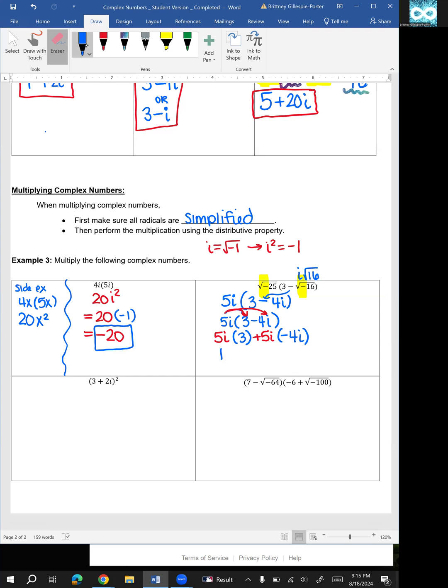5 times 3 gets us 15, and there is an i attached. 5 times -4 gets us -20, and i times i gets us i squared. These are not like terms. We cannot combine them because one has an i, the other has an i squared. But as soon as you see i with an exponent, a red flag should be going off in your head because we can't have an i squared. We're going to plug in -1 for i squared.